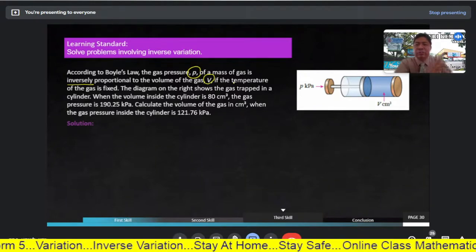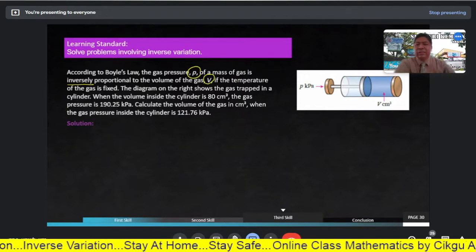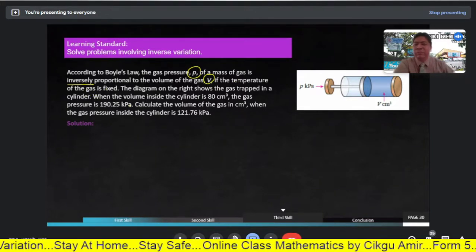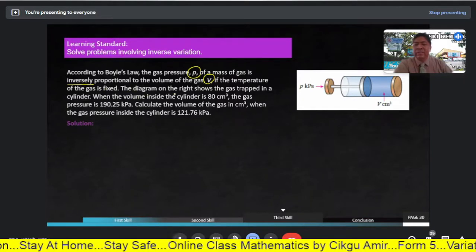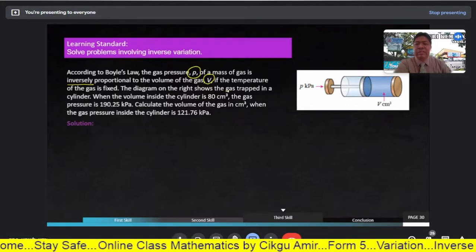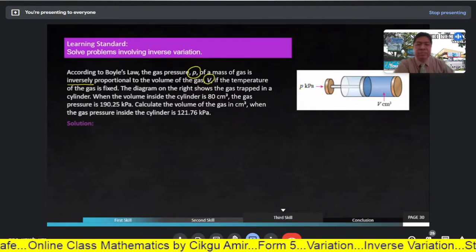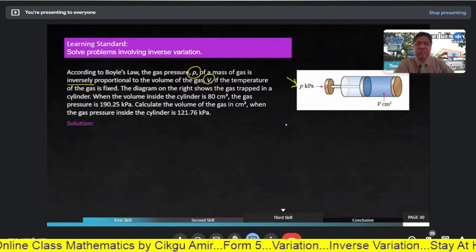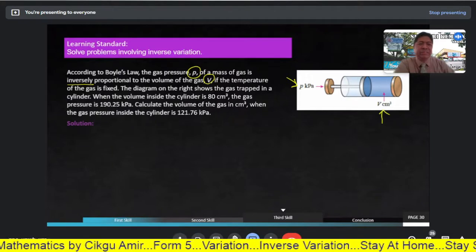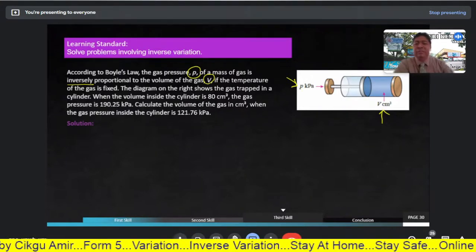So there are only two variables, P and V. Temperature is not a variable, it's a fixed value. The diagram on the right shows the gas trapped in a cylinder. So there is P, the gas pressure, and the volume of the gas, V. This is V, volume of gas. This is P, pressure.